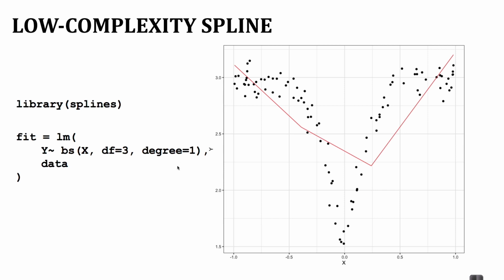So degree equals 1 means I'm connecting line segments together. If I had degree equals 2, I would be connecting little parabola segments together so I could get little curves. And again, df just means how many hinge points I use. But you don't have to think about constructing it manually. You can just do it automatically with BS. And if you do BS inside model.matrix, or even by itself, if you have data$x, you can see all of the different predictors that it'll spit out: a big matrix with a bunch of different columns that it constructed in this manner.